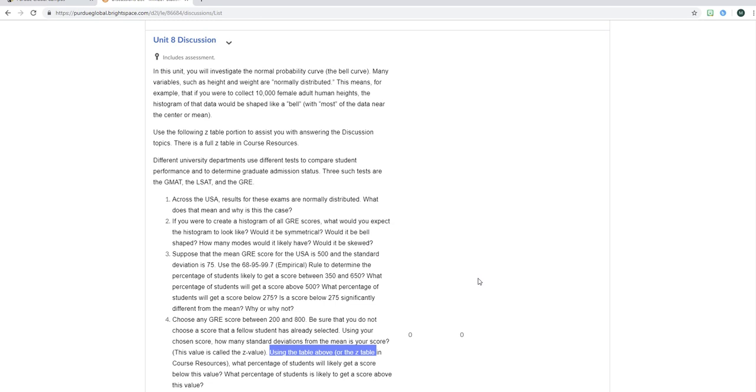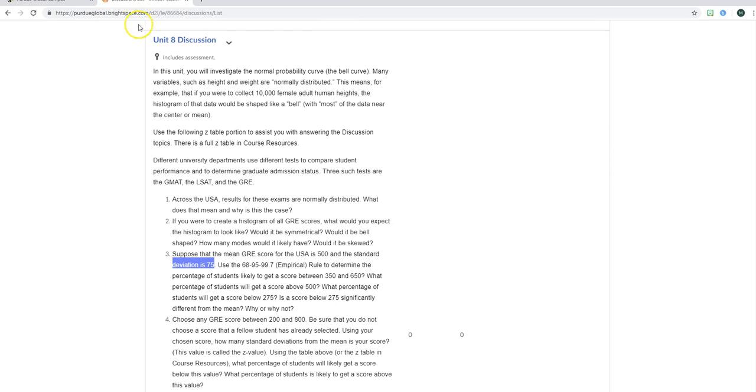Okay, so what we're going to do is part 3 using the empirical rule. And what we need to notice is that it tells us the mean GRE score is 500 and the standard deviation is 75. When you deal with normal distributions this week, the two most important pieces of information that you'll need are the mean and the standard deviation. So we've got a mean of 500, standard deviation of 75.